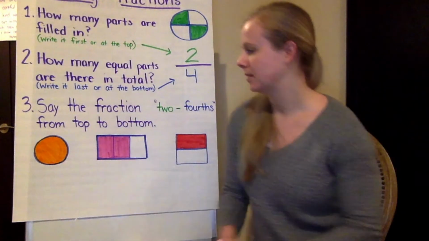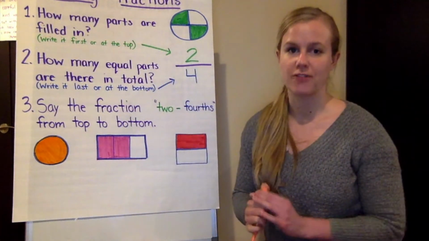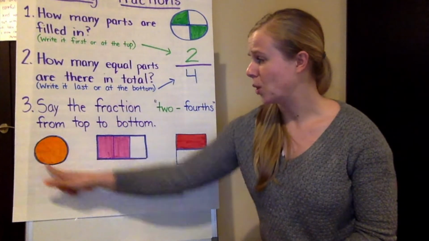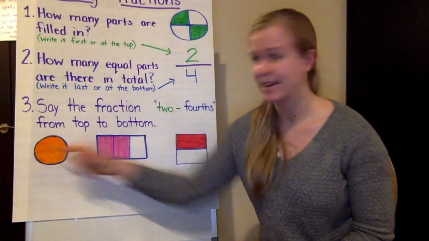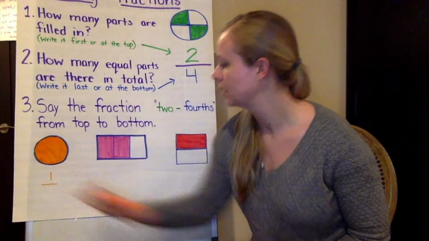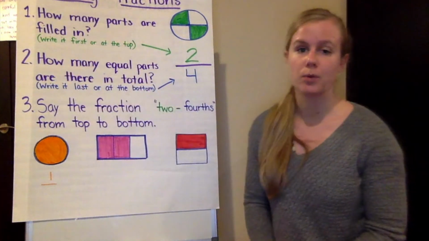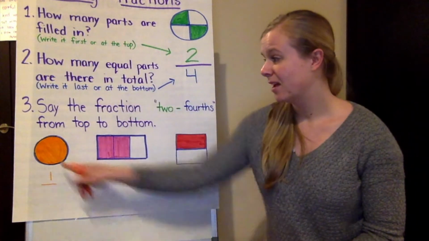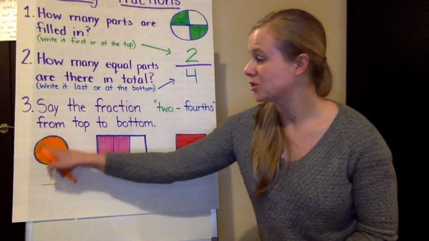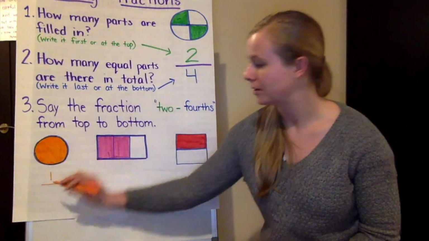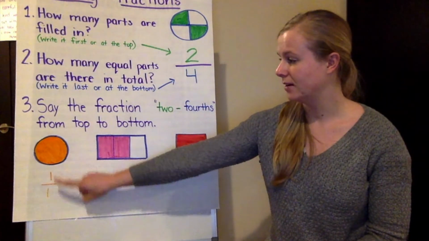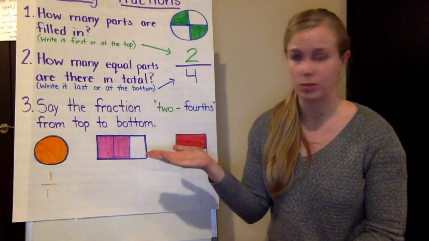Let's look at this one. How many parts are filled in? I just see one part filled in. There's only one area, and it's all filled in. 1. How many equal parts are there in total? This is not divided or split into any other parts. There's just one whole part. So my fraction is 1 out of 1, 1 whole.